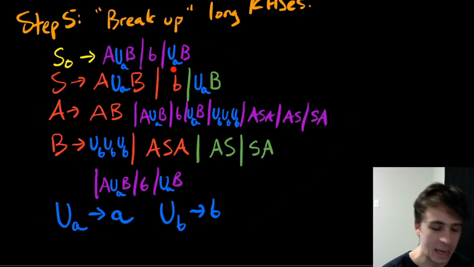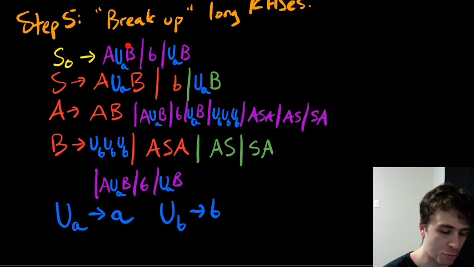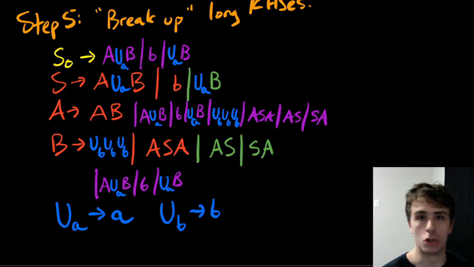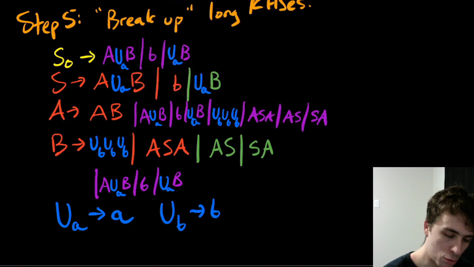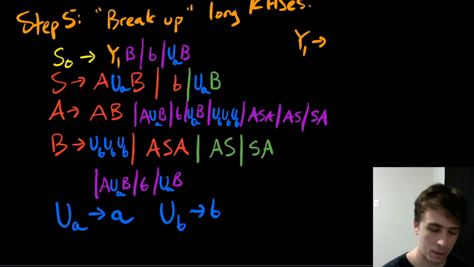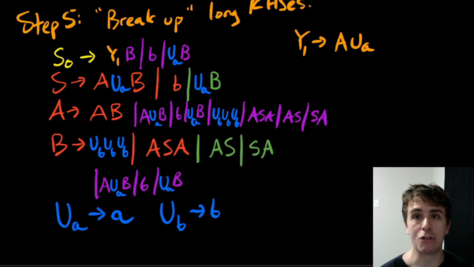So any rule that has exactly 2 variables, we don't touch. We're not going to modify them. But for the ones that have 3 or more, we're going to take the first 2 and make a brand new variable I'm going to call y1. So y1 is going to make these 2 first variables right here, so a and u sub a. And I'm going to replace that with y1. So y1 is going to make, oh, what did I have? I just forgot it. a u sub a. Sometimes I forget what I wrote. But yeah, this y1 replaces that a u sub a.